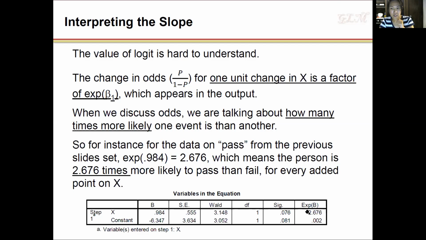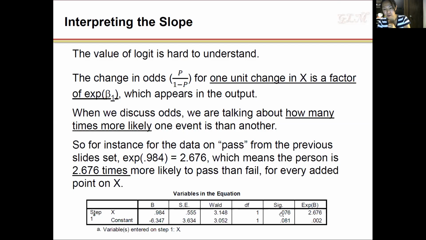In this case, the pass or fail example. Here, this means you plug this x here, and the exponential of x equals this. The person is 2.676 times more likely to pass than fail for every added point on x.